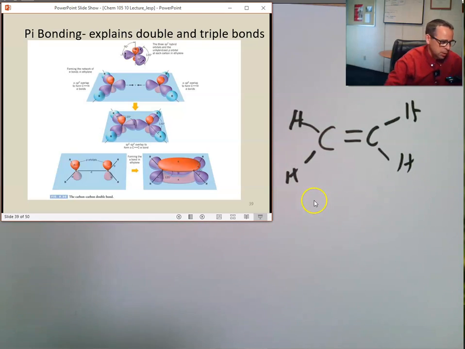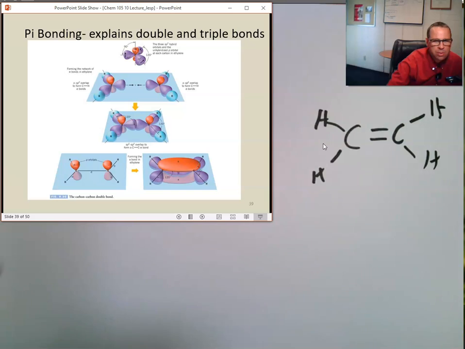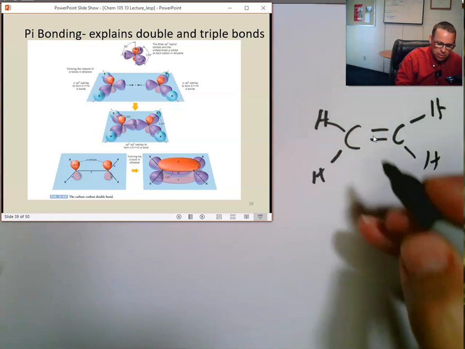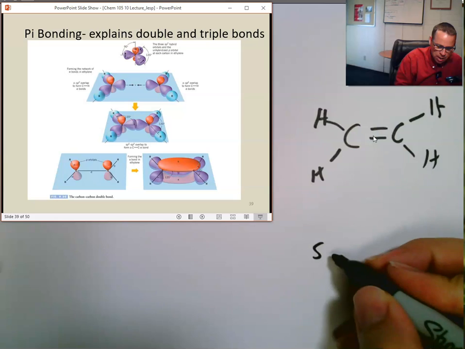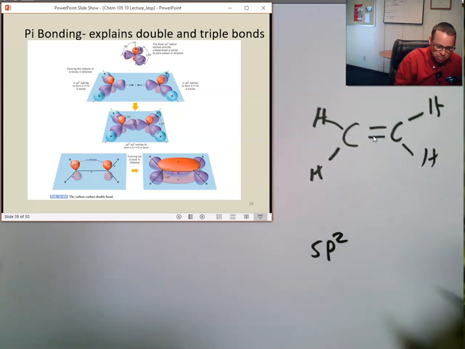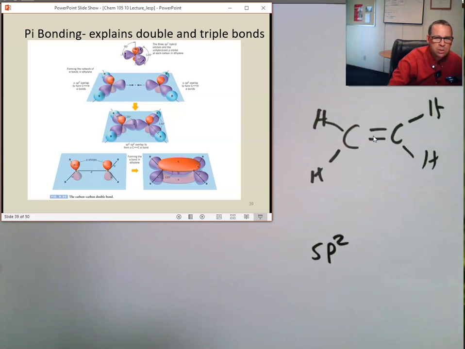Robert. Can you tell me, Robert, what's the hybridization around this carbon right here? What's the hybridization? sp2. sp2, that's right. 3 regions of electron density. 1, 2, 3. And so that carbon had to take an S and 2 P's to form those 3 regions.